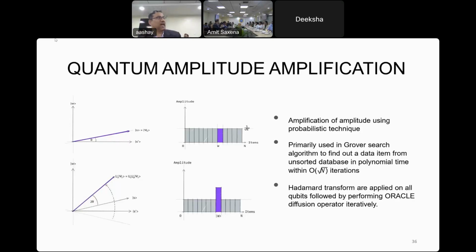This is the other way of trying to understand what happens in amplitude amplification. One is from the distribution point of view, and the other is the state vector point of view. When we look into quantum algorithms, both these visualizations can be done: a state vector visualization and a distribution visualization of the state.